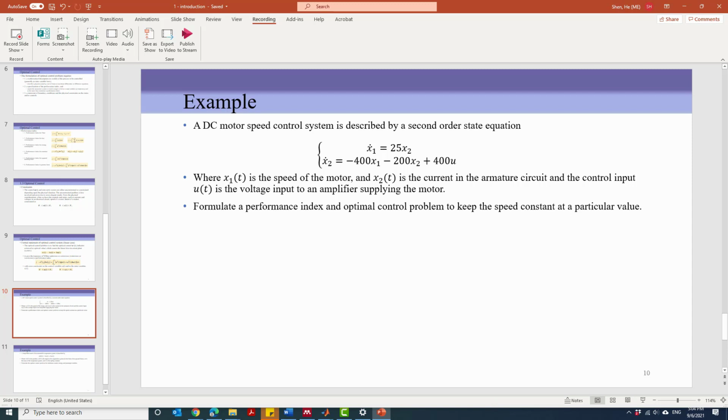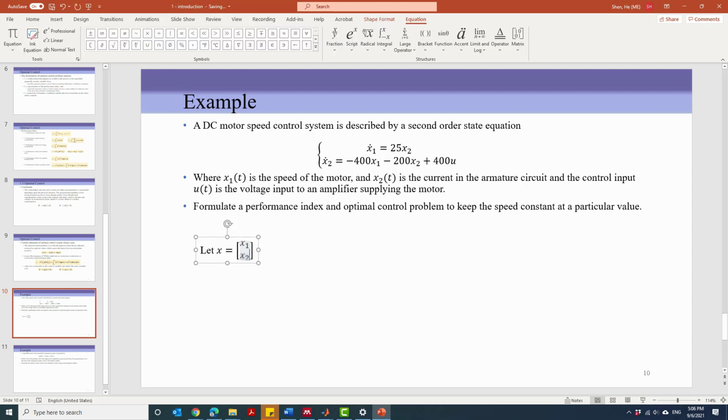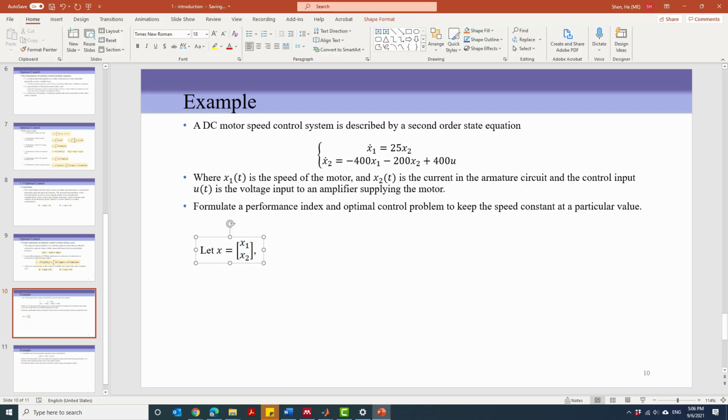Let's first define the state variable x as x1 and x2. Here both x1 and x2 are functions of time t. The desired constant value is defined as xd. The performance index is to keep the speed at a constant, so we want to keep x1 to be x1d. So the performance index can be defined as follows.